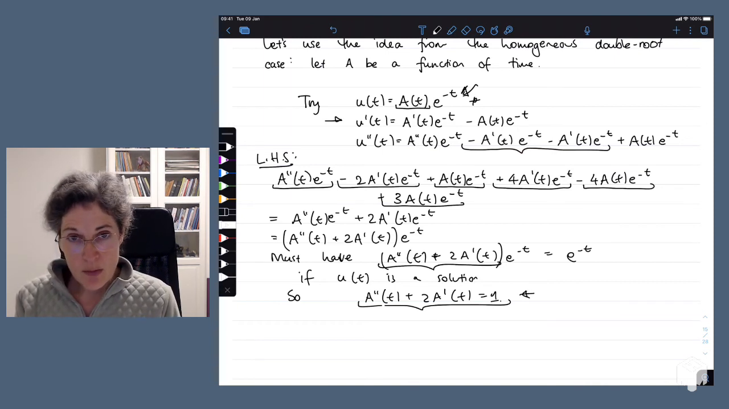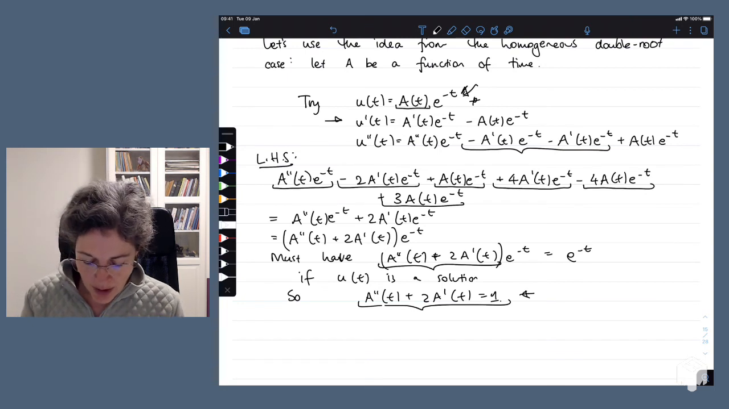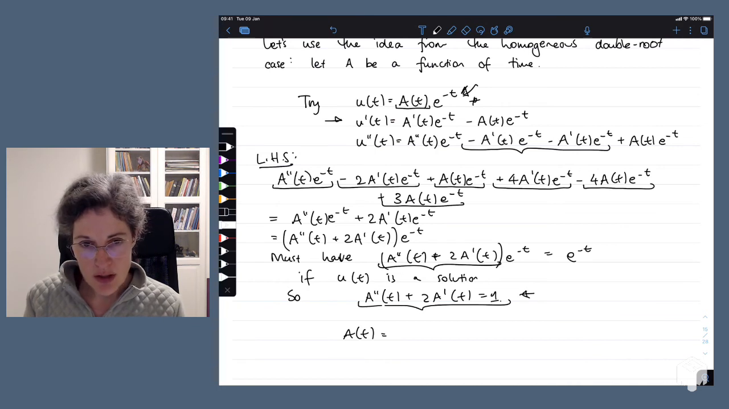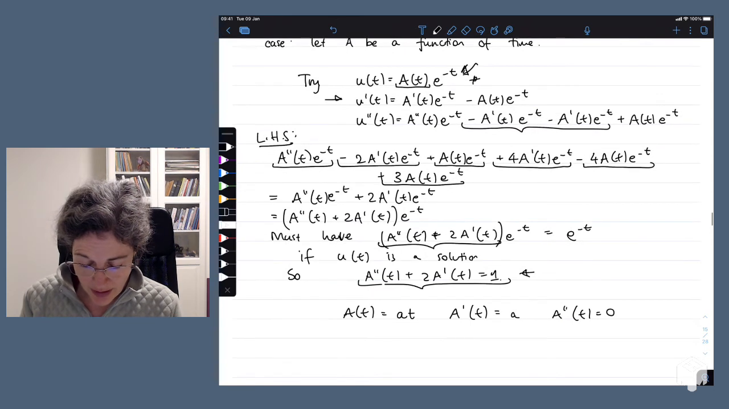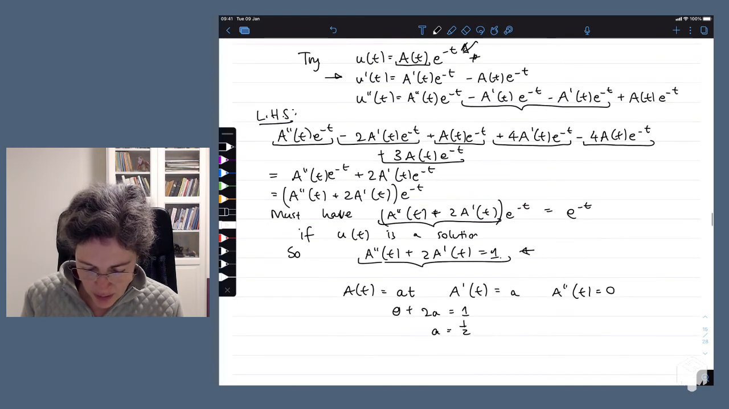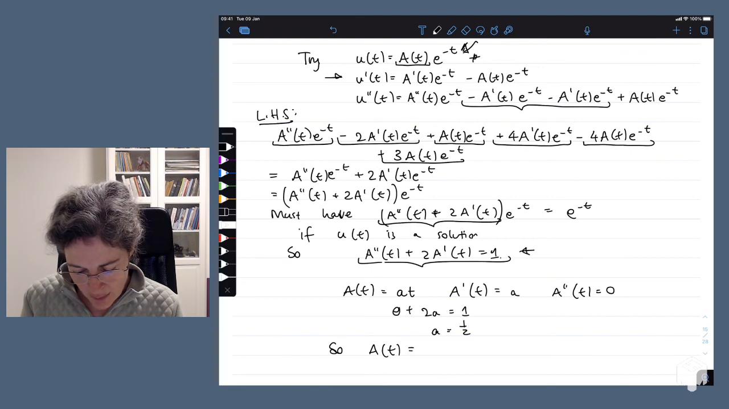So you could think through some possibilities, but one really simple thing would be to say, well, let's let a of t be just a simple linear function of t. So let's have a of t equal a t. Then our first derivative is going to be equal to a, and our second derivative is going to be equal to 0. So if we plug that in, we get 0 plus 2a is equal to 1, and we get a is equal to 1/2. So our function a of t equal to 1/2 t will do.